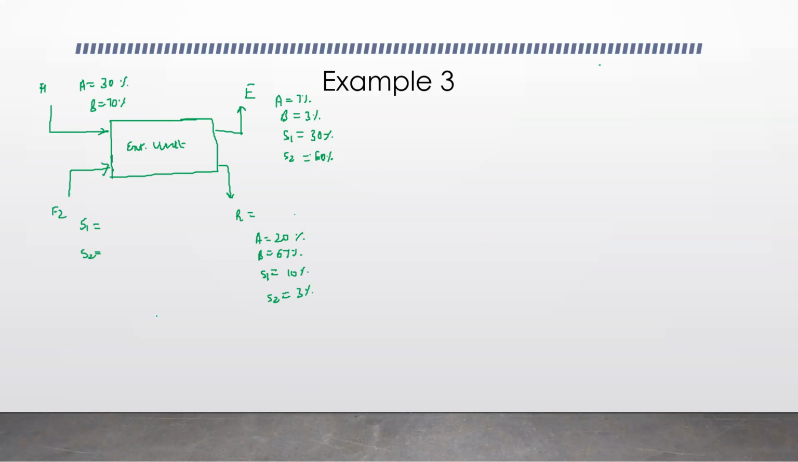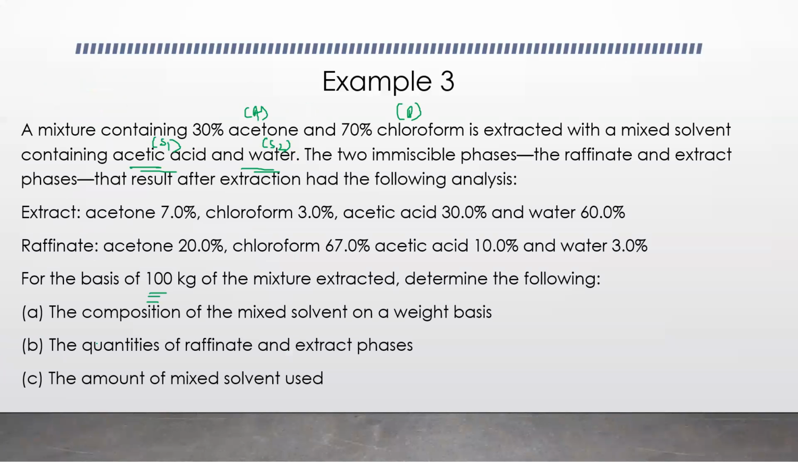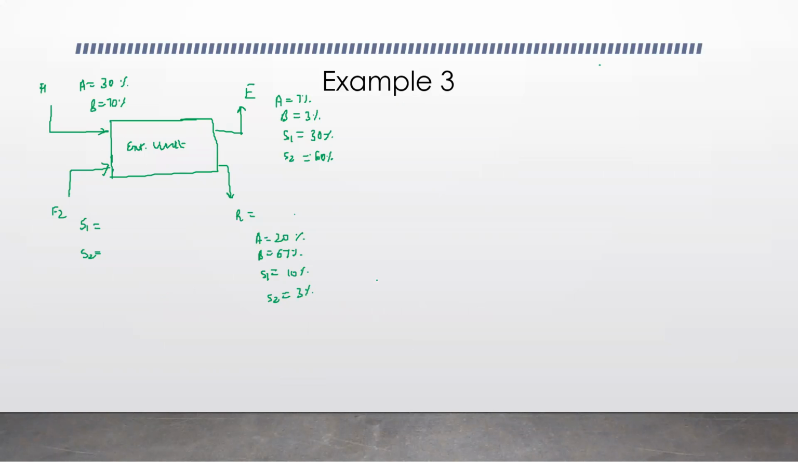Now they have given the basis of 100 kg of mix. The basis is 100 kg of the mixture extracted, and the mixture extracted is the feed solution, the mixture that has to be extracted. That is why they have asked us to take F1 as the basis, 100 kg. Although it doesn't really affect the result, because even if we take E as the basis, it's going to be the same result. S1 and S2 are going to become the same.